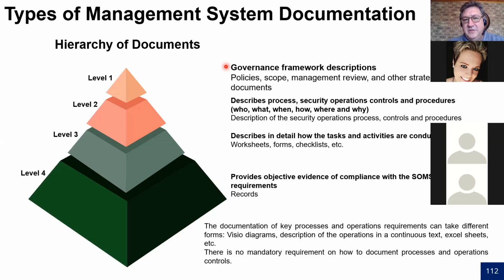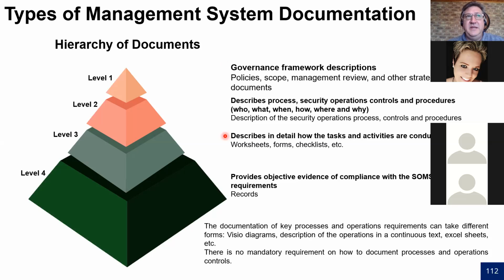Your level 2 documents take the policy and the scope and everything else, your strategic documents, your objectives, and determine out of that what you need to do, who needs to do it, by when you need to do it, how you do it, where you do it, and why. And this is actually a higher level document than the next level, where you are talking about the description of the detail.